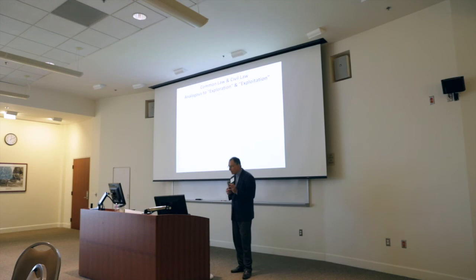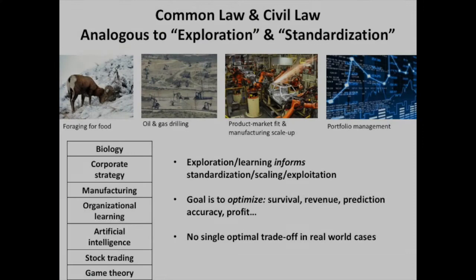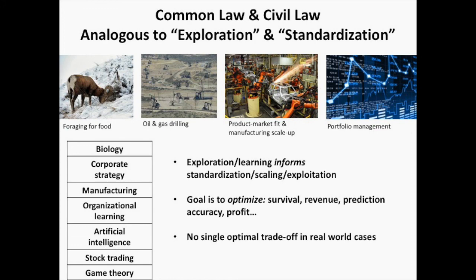Now, common law and civil law are very analogous to exploration and exploitation. What do I mean by that? This is a trade-off and optimization that is common to many disciplines and domains throughout life. Biology, corporate strategy, manufacturing, I could go on and on. So an animal, for example, forages for food. It's exploring different regions, and when it finds a region where there's plenty of food, it stays there to eat the food. It explores, and then it exploits.